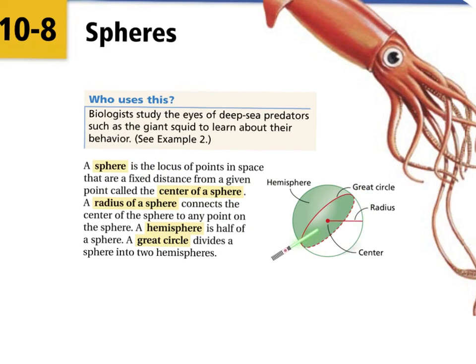A hemisphere is half a sphere, and something called a great circle. If you ever hear of a great circle, that's the circle that divides the sphere into two hemispheres. So here's a hemisphere. The great circle is the circle that cuts it into that.